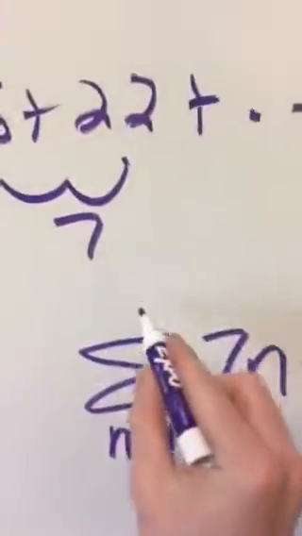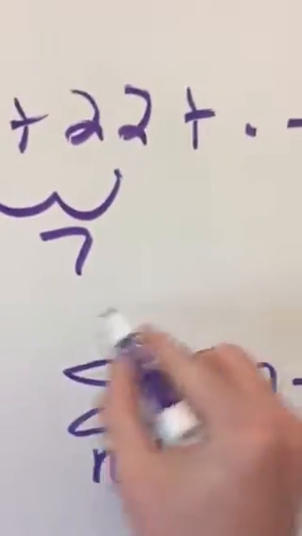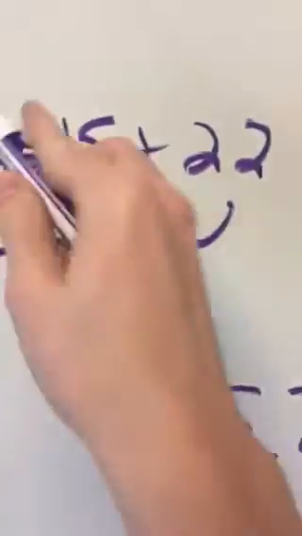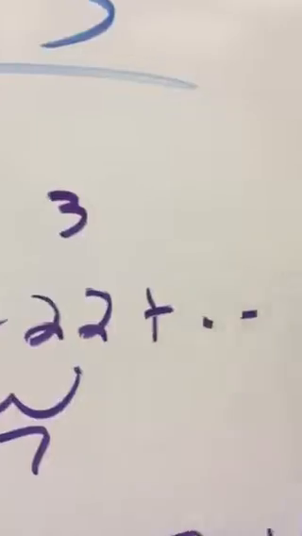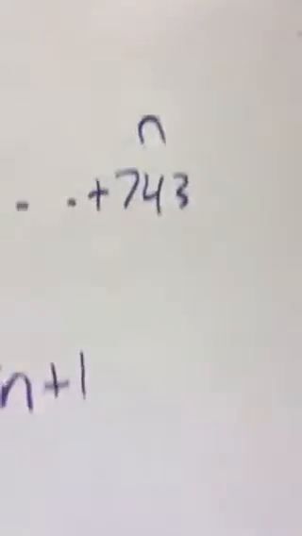We don't know what goes up here. That's the number of terms, because each term has a number. This is the first term, that's the second term, that's the third term. And then we don't know what this is. This is the nth term. We have to solve for it.